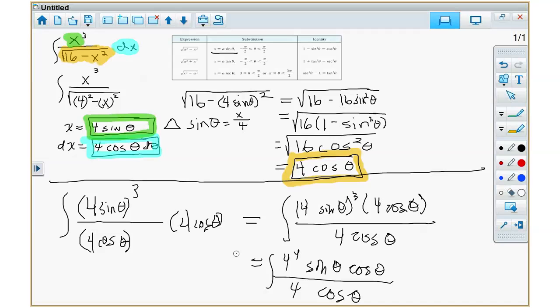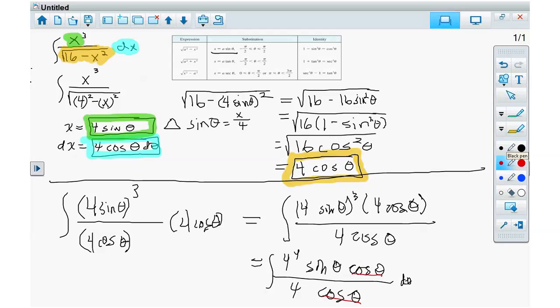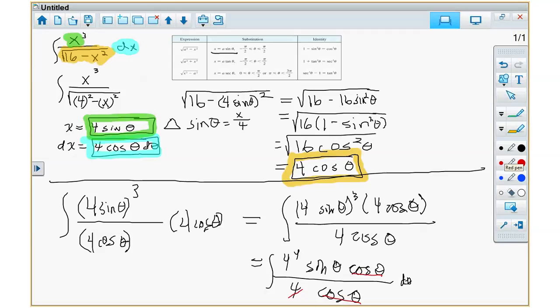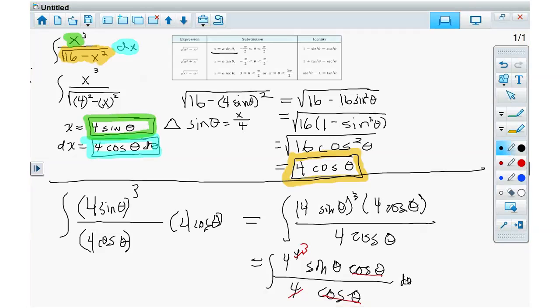Now you take out your handy dandy red virtual pen and you cancel out what? Cosines. Don't forget your d theta. Okay. What else cancels? Well, one of these 4s will cancel out and make that a 3. What is that on the bottom, on the second step? It's 4 cosine theta. It's still sine to the third. Yeah, supposed to be sine to the third. Thank you.